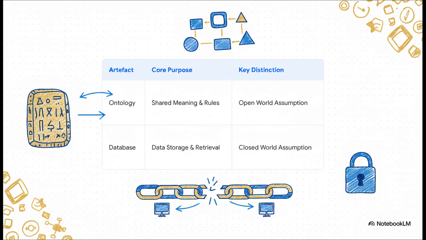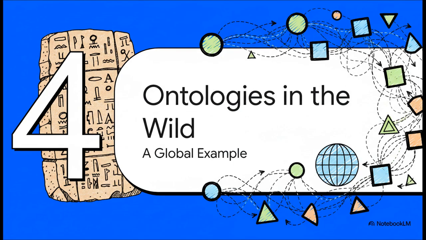But an ontology assumes an open world. Ask it the same question, and it will say, I don't know. That little difference is everything. It lets ontologies deal with incomplete information and even figure out new facts on their own. All right, enough theory. Let's see how this stuff actually plays out in the real world with a truly massive example. Welcome to Section 4, Ontologies in the Wild.